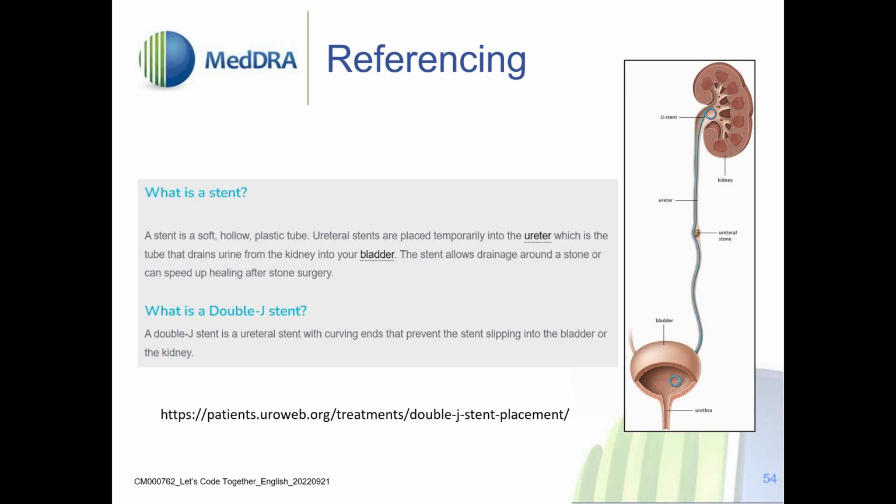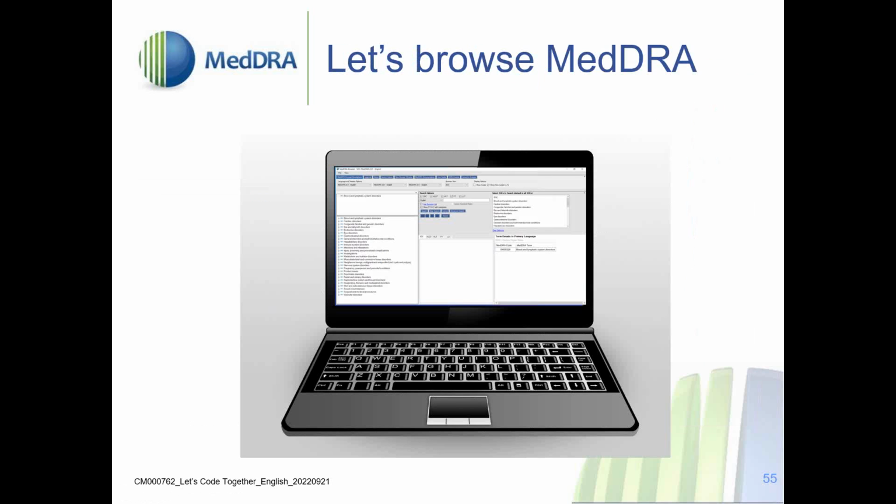And this type of stent allows urinary flow when a ureter is blocked by pathologies like an ureteric calculus or malignant neoplasm, for instance. And they can also support healing after stone surgery. So now we have a better understanding of what was actually reported by referencing reliable internet sources as well.